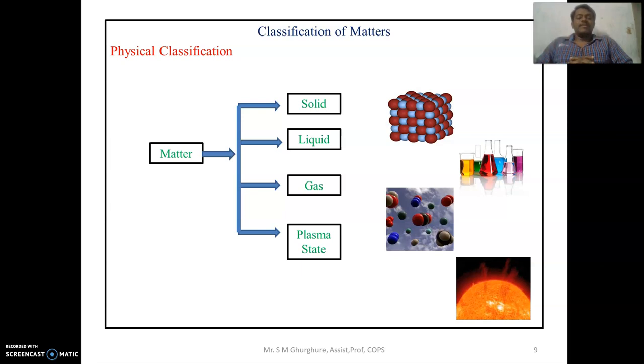The next state is the plasma state of matter. In the plasma state, the molecules are highly energetic, or the molecules are in an excited state. For example, aurora and lightning in the sky are examples of the plasma state of matter.